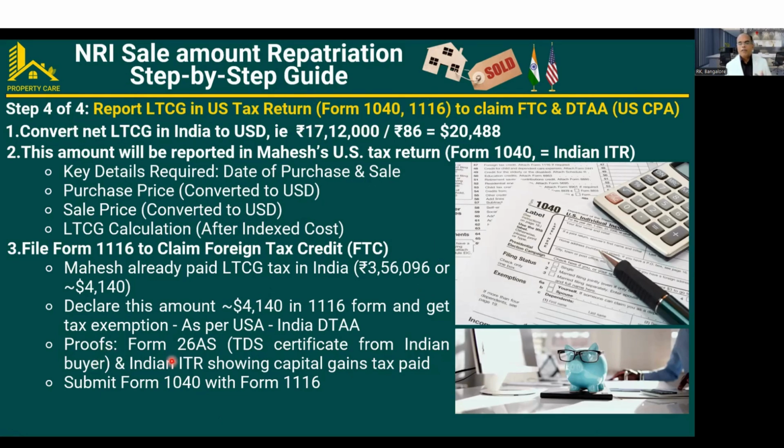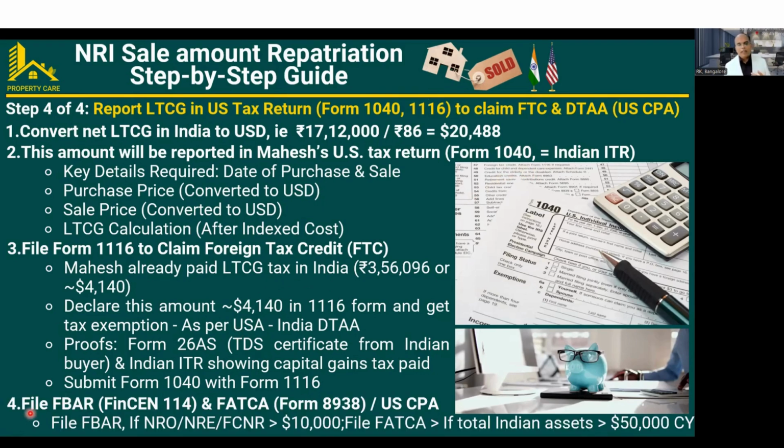So the proofs he has to submit: Form 26AS has to be given, the TDS certificate, and the ITR showing the capital gain tax paid here. This also should be submitted, and submit Form 1040 with Form 1116. Form 1116 is for foreign tax credit, and 1040 is the income tax return in the US, like our ITR here. With this, he doesn't need to pay tax again in the US.